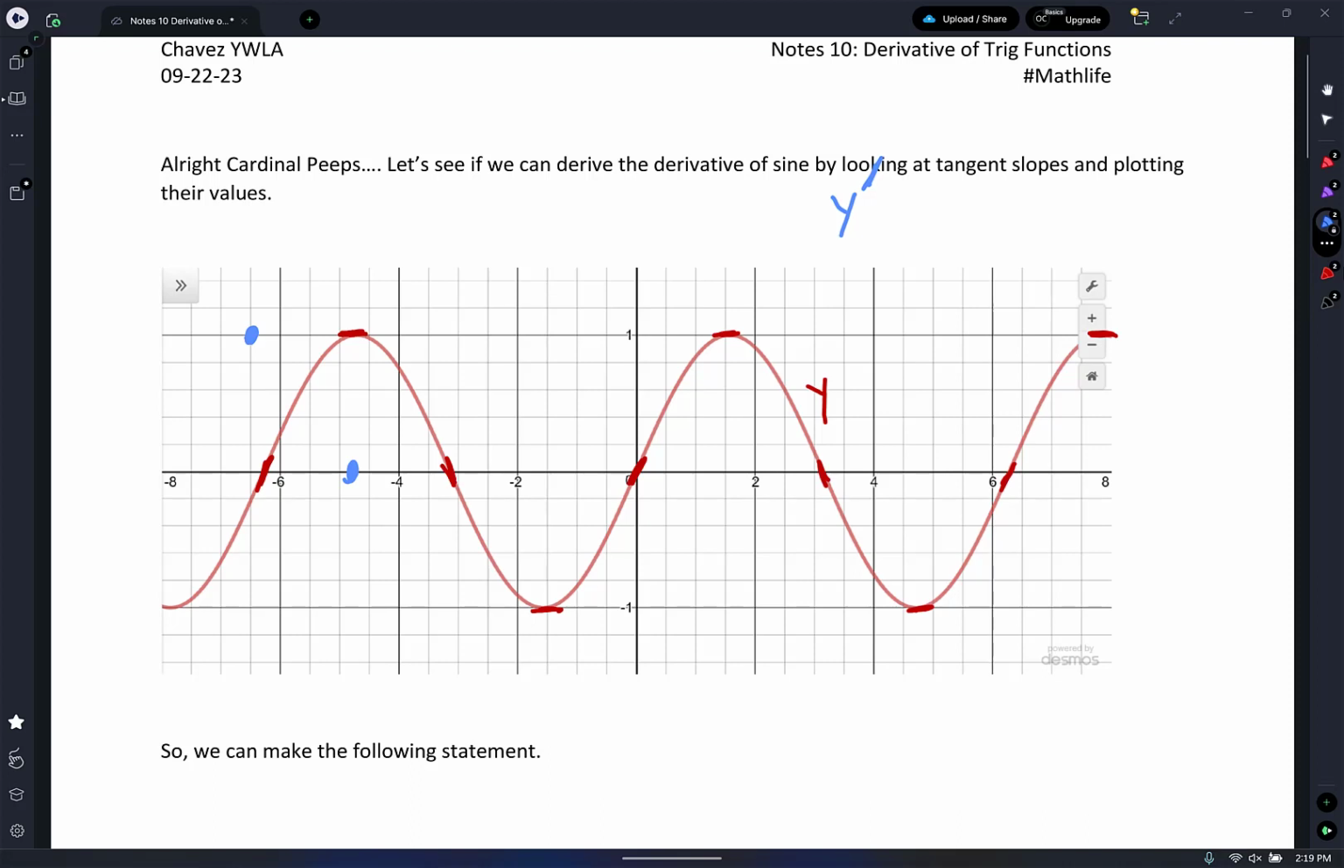So this slope is -1, so I go to -1 and I put a point. I go to my 0 and I just go straight up and I put a point. Put a point. Put a point. Point. And point.